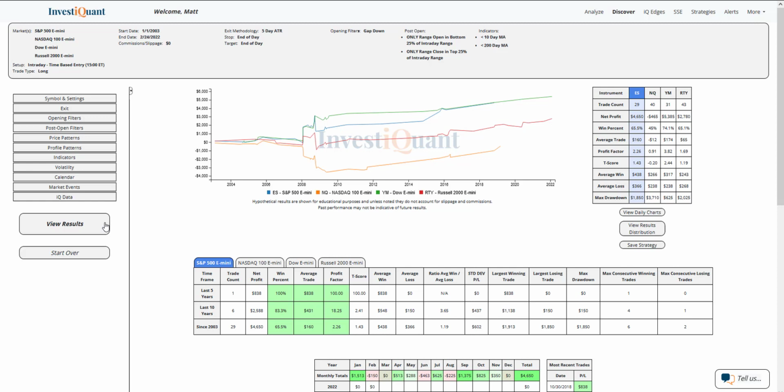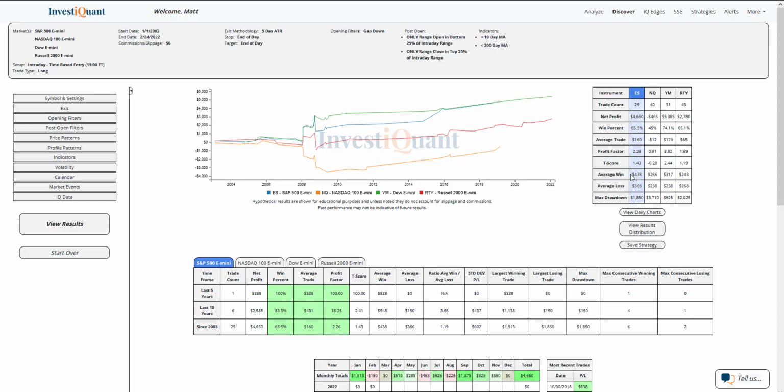Historically, we've got 29 samples to look at in the S&P, 40 in the NASDAQ, 31 in the Dow, 43 in the Russell. Win rates on these, 3 of the 4 are fairly strong. NASDAQ's the only exception. It's just a tad weak, but you've got S&P coming in at 66%, NASDAQ 45%, Dow 74%, Russell 65%. So 3 out of the 4 are favored there.